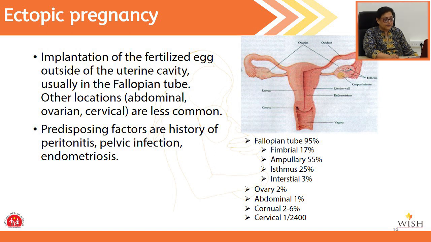The most common site, as you can see, is the fallopian tube. In 95% it is the fallopian tube, and in the fallopian tube the most common place is the ampulla, or the ampullary pregnancy. Ovaries are involved in 2%. Abdominal pregnancies, especially secondary abdominal, is seen in 1%. Cornual pregnancies occur in 2 to 6%, and cervical pregnancies are the rarest.